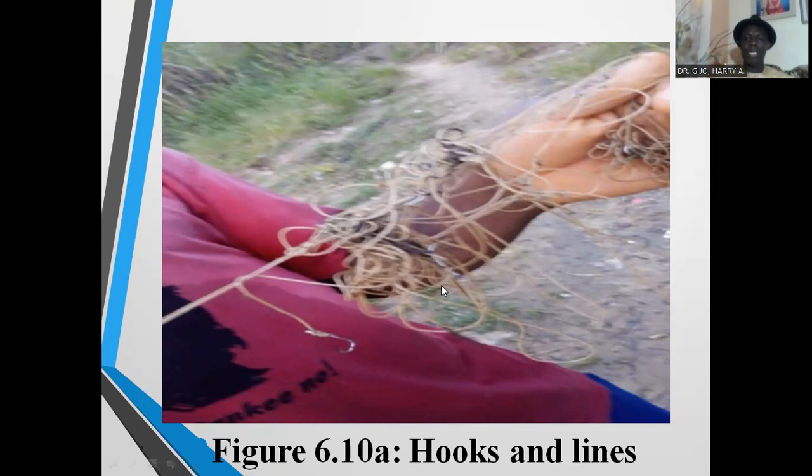The hooks and lines are now set in the river, and the unsuspecting fish, when they eat the bait, get hooked in their mouth, and they are retrieved and placed in collecting containers. So a hook and line contains a line or a rope, usually twine, and a hook in which baits are placed to attract target species.